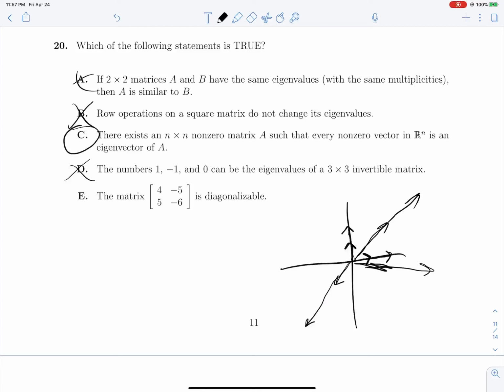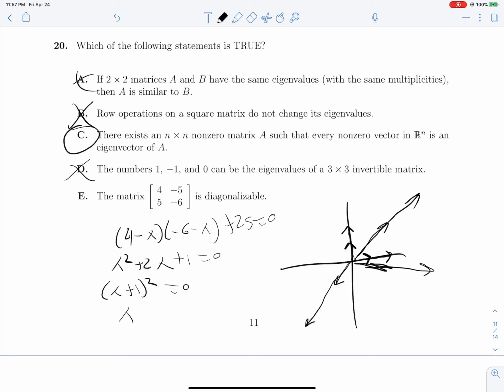Is this diagonalizable? Well, let's solve for the determinant of A minus lambda I equals 0. (4 minus lambda)(-6 minus lambda) plus 25 is equal to 0. Lambda squared plus 2 lambda minus 24 plus 25, which is plus 1, is equal to 0. This will have solutions: (lambda plus 1) squared is equal to 0. Lambda is equal to -1 with a multiplicity of 2.